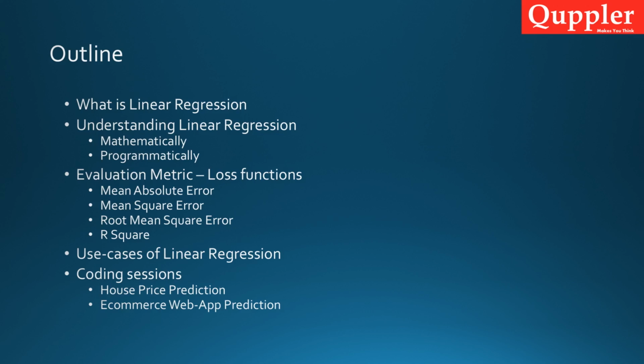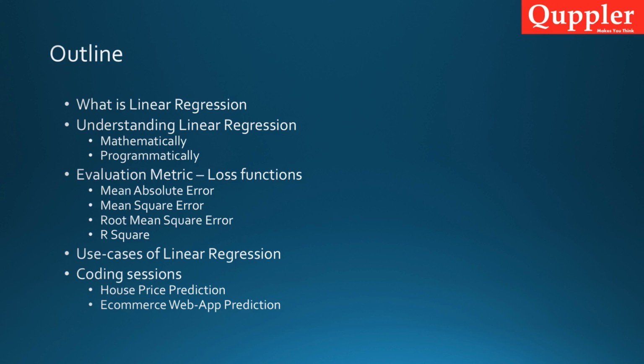Then we're going to jump into the use cases of linear regression, where we can see a live application of it, like where we can apply this linear regression algorithm in the real world. Then at last we're going to jump into the live coding session, where we're going to see two use cases. First is house price prediction. We're going to predict the price of the house based on our housing data.